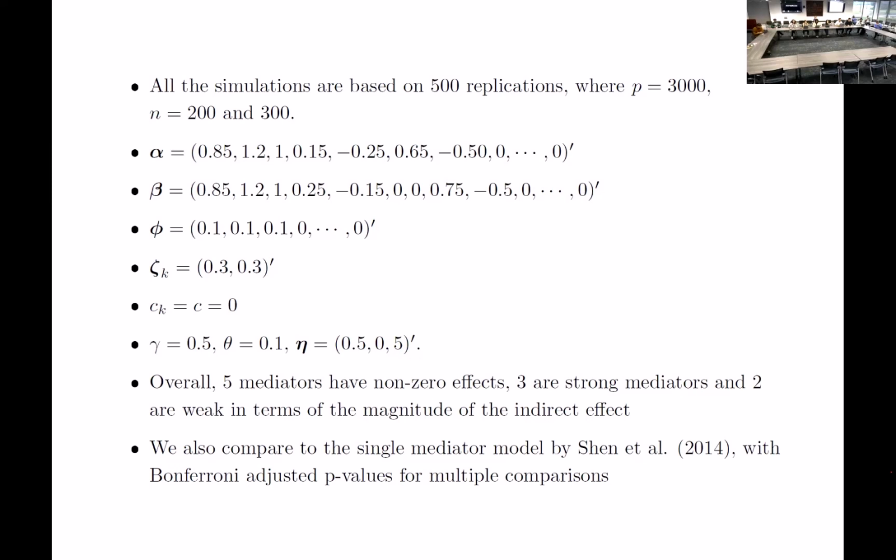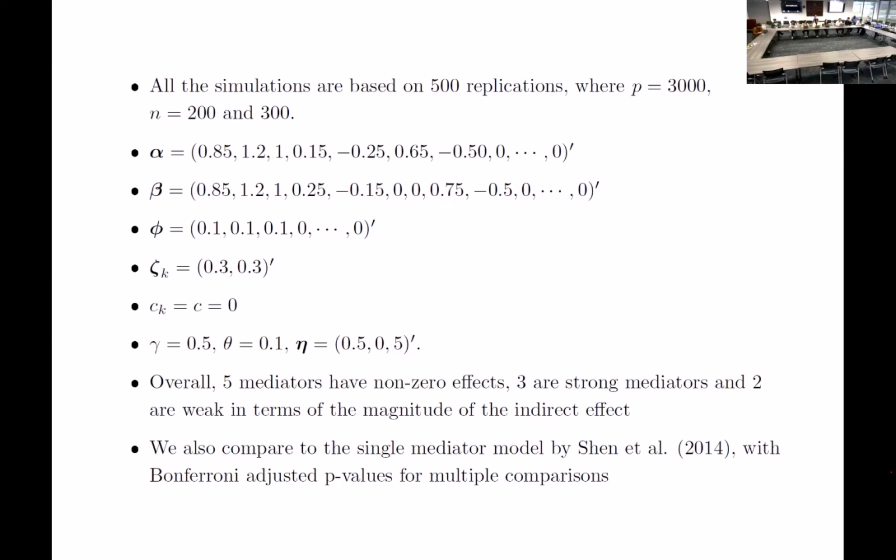And beta has these parameters. If you take alpha times beta, the first three are large, and the fourth and fifth ones are small. For example, 0.15 times 0.25 is a small number, and so is the fifth one, and the rest are zero. Also the phi here: the first three are non-zero and the rest are zero. So overall, the first 5 mediators have non-zero effect. The first 3 are strong and the other 2 are weak in terms of the magnitude of the indirect effect. So this is our model generating setting.